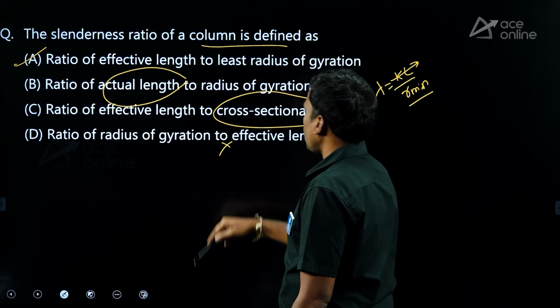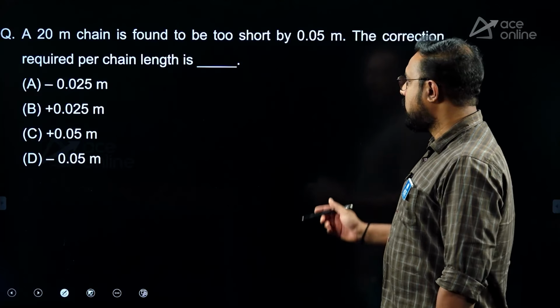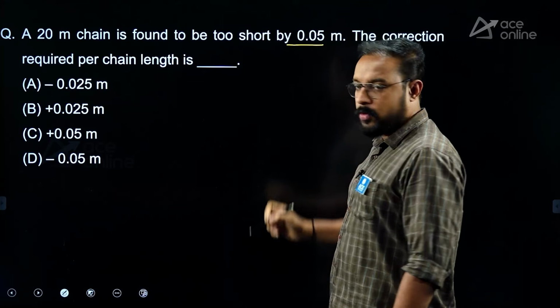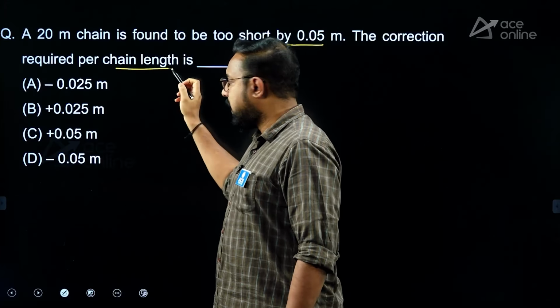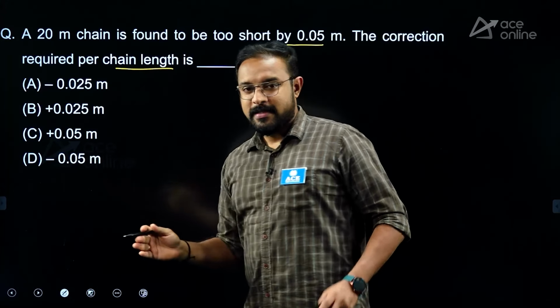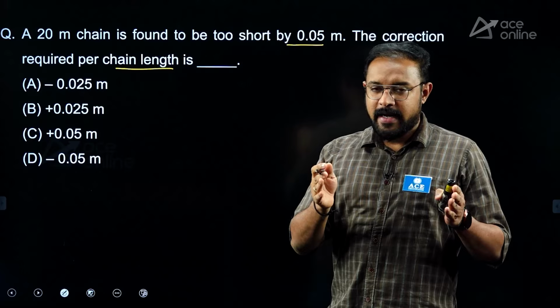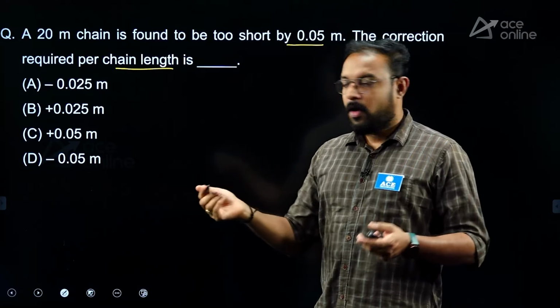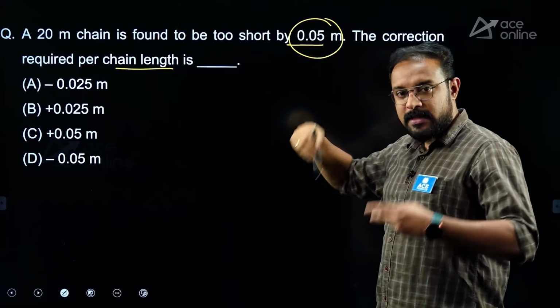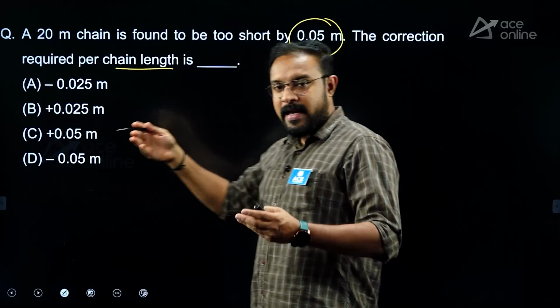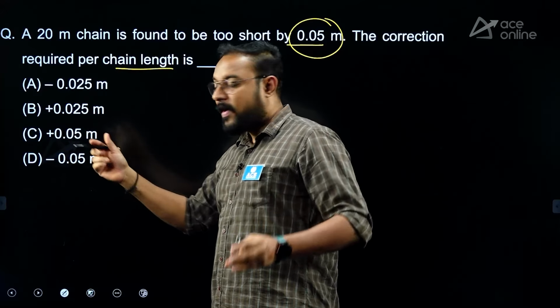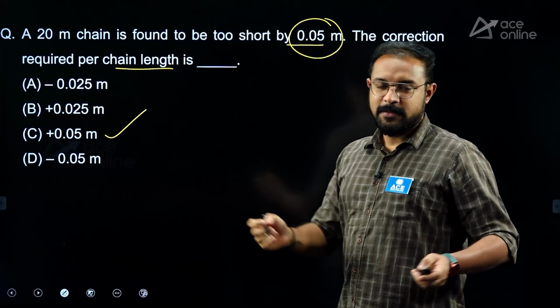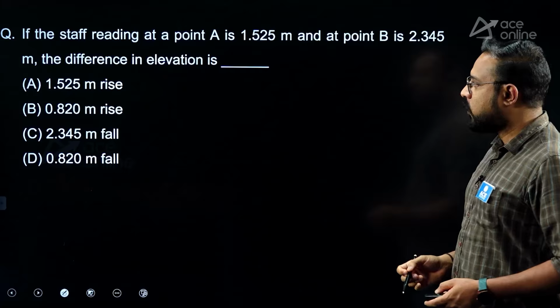Hello friends, let us try some questions from surveying here. A 20-meter chain is found to be too short by 0.05 meters, then the correction required per chain length is dash. See here guys, my chain is too short by 0.05, then how much correction should I give per chain length? My 20-meter chain is not 20 meters, it is less than that, right? I need to make it 20 meters, so I need to give a positive correction. The length of the chain is short. To make it the correct value, I should give plus 0.05 meters. That's it guys.